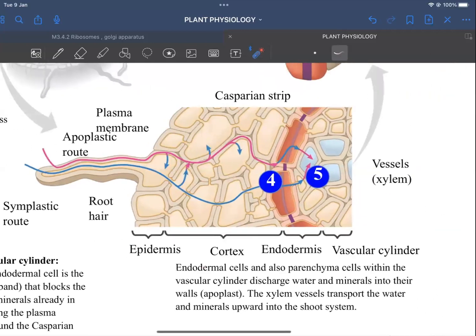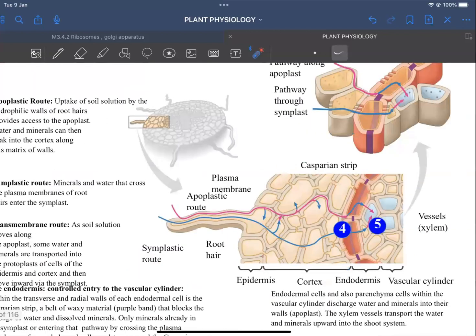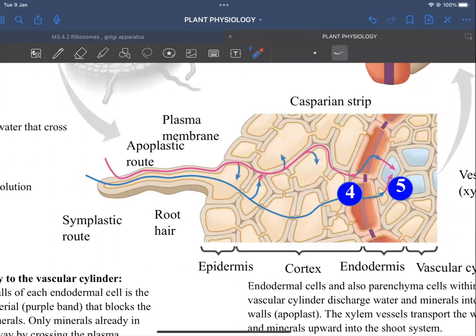And we have the endodermal cells over here, also the parenchymal cells within the vascular cylinder. They're going to discharge water and minerals into their wall, which is the apoplast. The xylem vessels transport the water and minerals upward into the shoot system. Basically it's the same thing that we have learned before. The apoplastic pathway is going to flow through the cell wall, but for the symplastic route, they're going to flow through the cytoplasm of the cells, through the plasmodesmata.